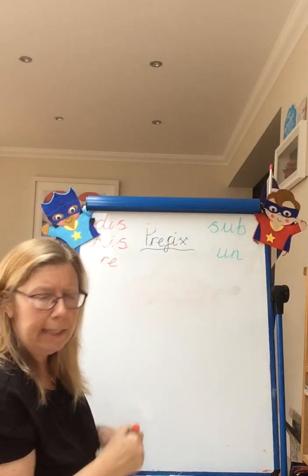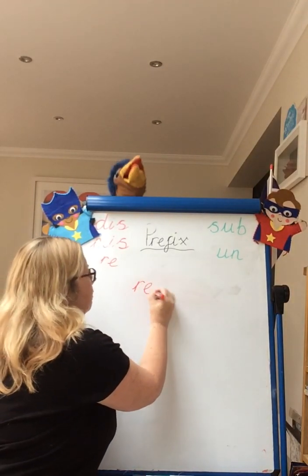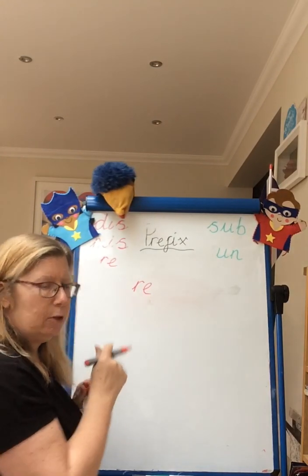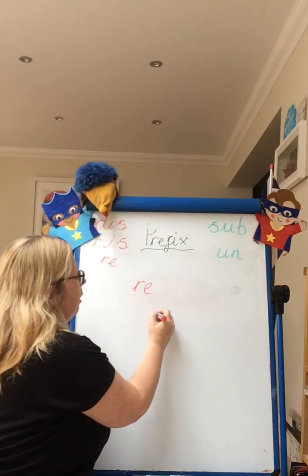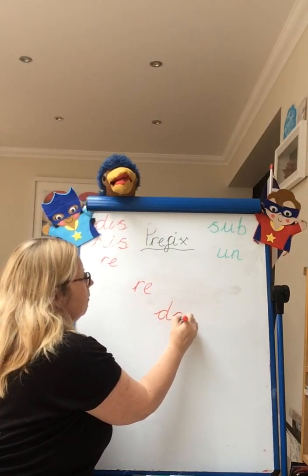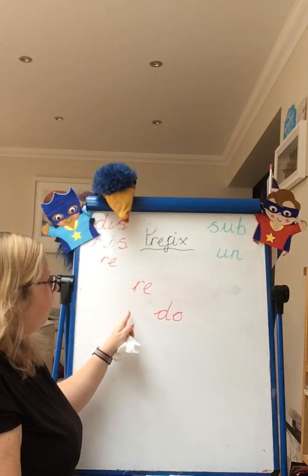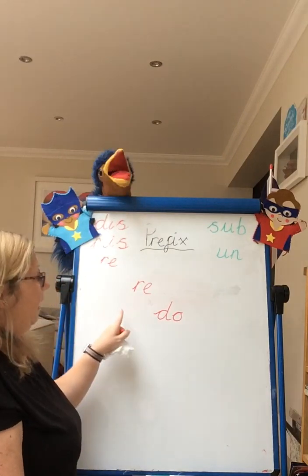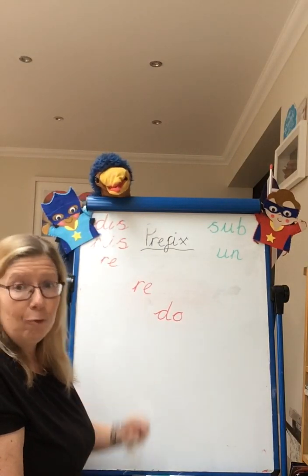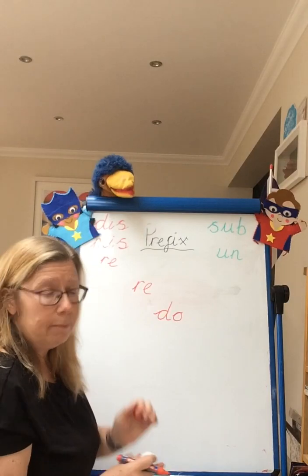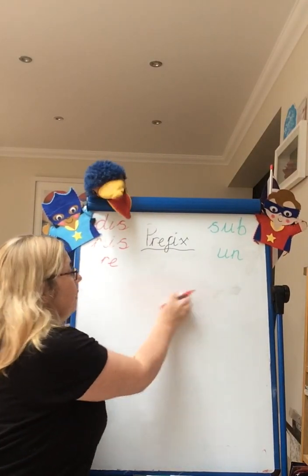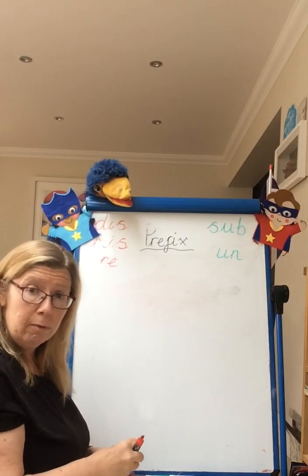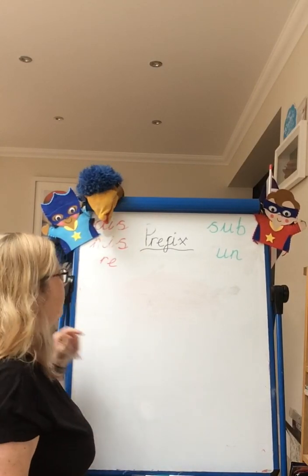Okay, so now we have one over here. We have one, re. Re, that's an odd one, isn't it? Okay, now this is one you know very well because it's something that I would have asked you to do. Okay, well I'm going to write the word do. Okay, and if we put re in front of do, what do we get? We get redo, and it's a word you would have heard me saying. Make sure you redo it. So re means again. It means do it again. Redo. Okay, so do those things again.